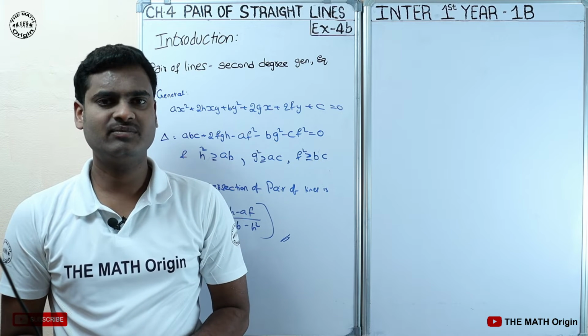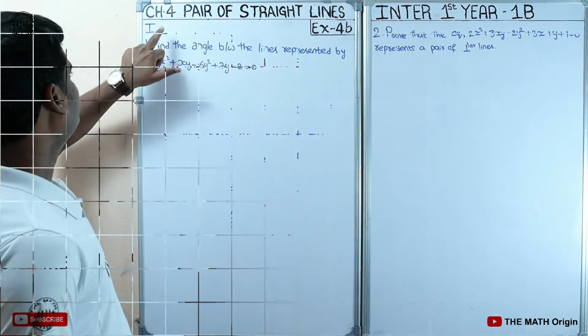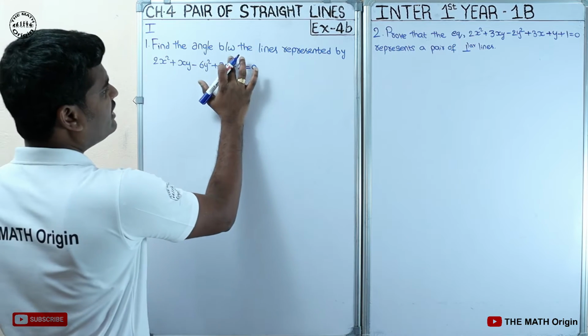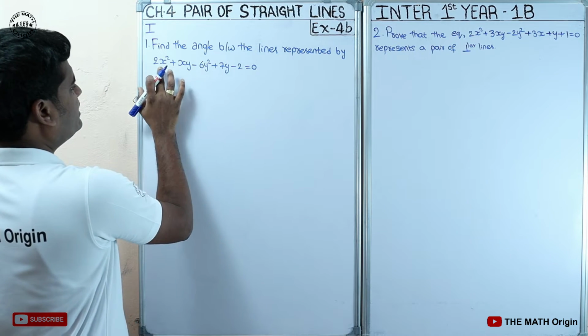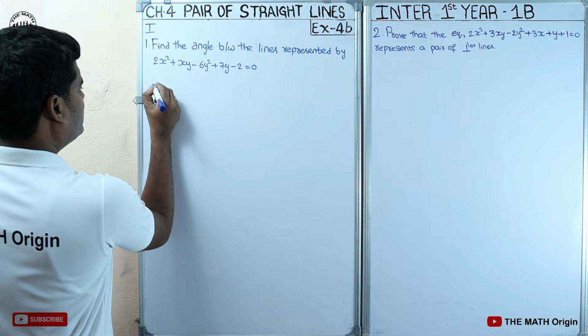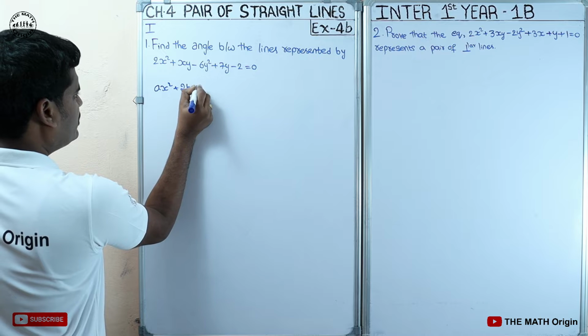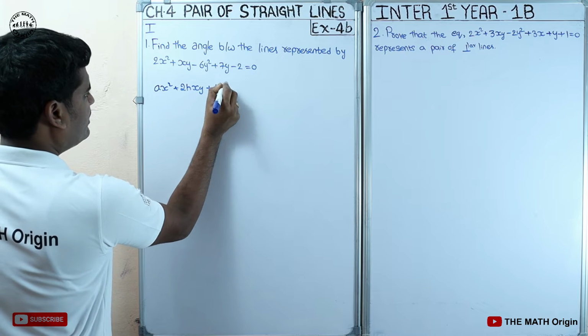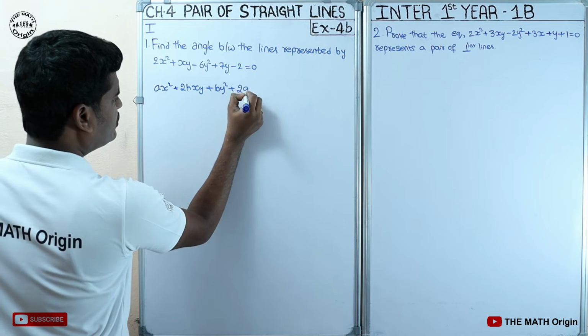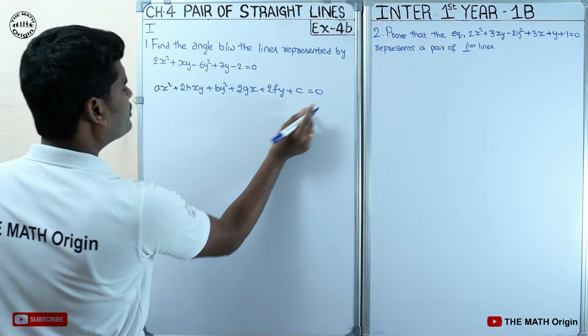Let's jump into the exercise problems and we'll resolve each and every problem in detail. First question from the first section: find the angle between the lines represented by 2x square plus xy minus 6y square plus 7y minus 2. The equation is in the form of ax square plus 2hxy plus by square plus 2gx plus 2fy plus c equals 0.